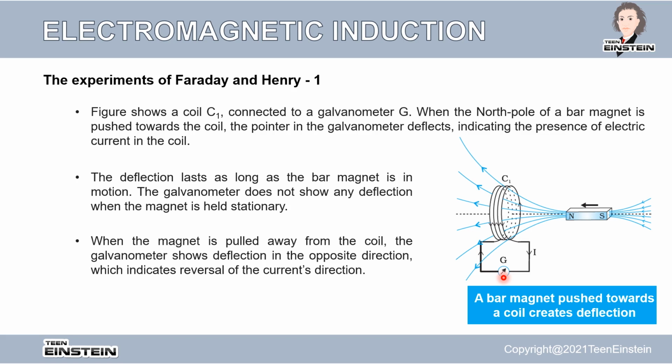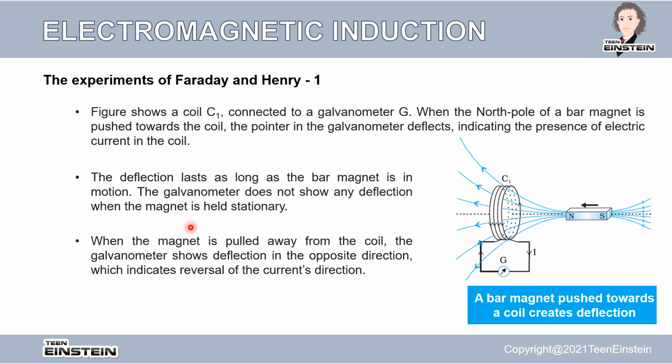When the north pole of a bar magnet is pushed towards the coil, the pointer in the galvanometer deflects, indicating the presence of electric current in the coil. So there is a magnet here. If we move this magnet towards this coil, you see the magnetic field lines just going inside, so they are getting cut by the coil. Whenever you move this magnet towards the coil, you see a deflection in the galvanometer. It indicates that there is an electric current in the coil.